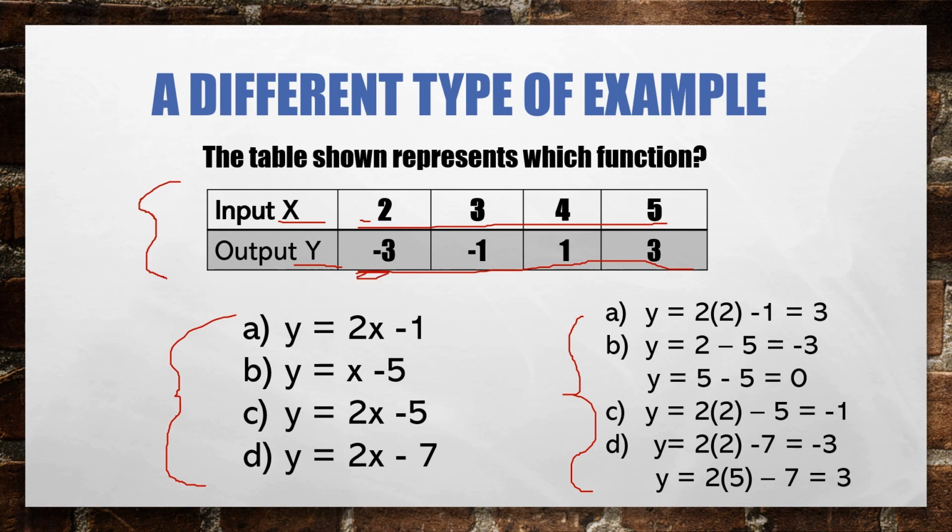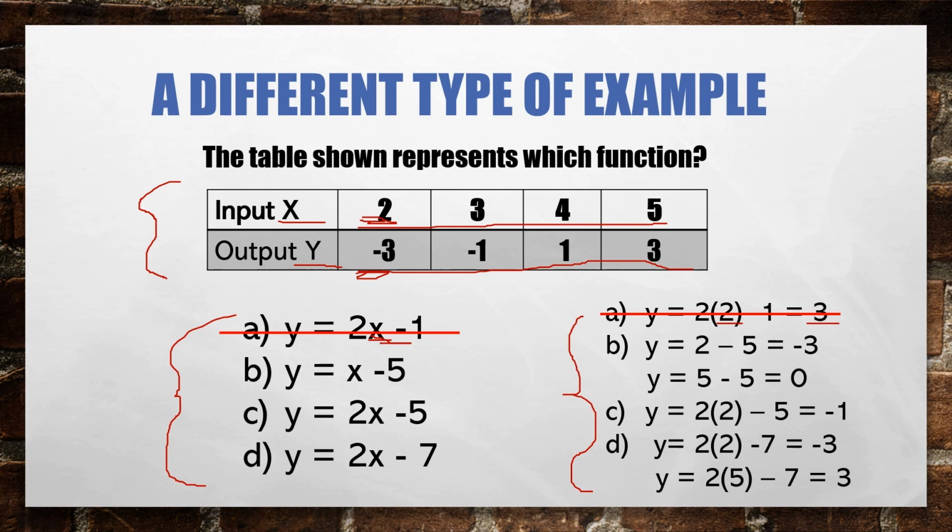So I started with 2 because it's the smallest input number, and I put a 2 into this very first function, and wherever I have x is where I have to put my x value from the table. So this 2 from the table replaces this x. And I simply multiply and I get 2 times 2, which is 4. 4 minus 1 equals 3. Well, guess what? I know that's not the correct function because when I put 2 into the correct function, I should get a negative 3. So we can eliminate that one.